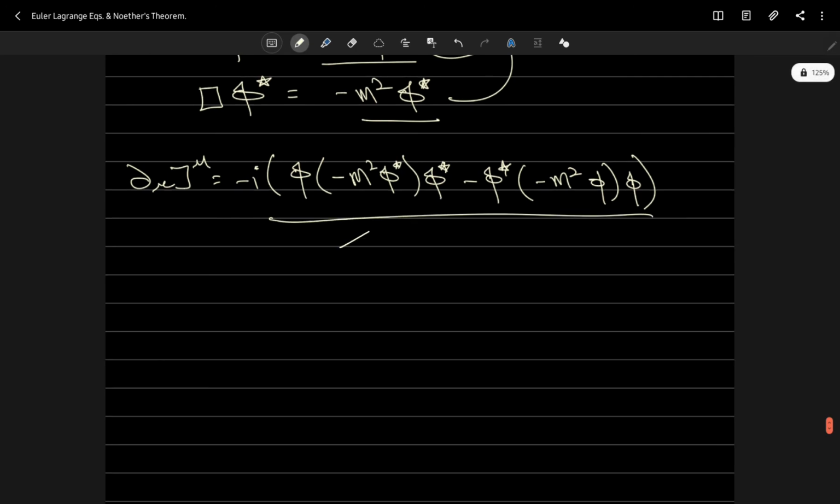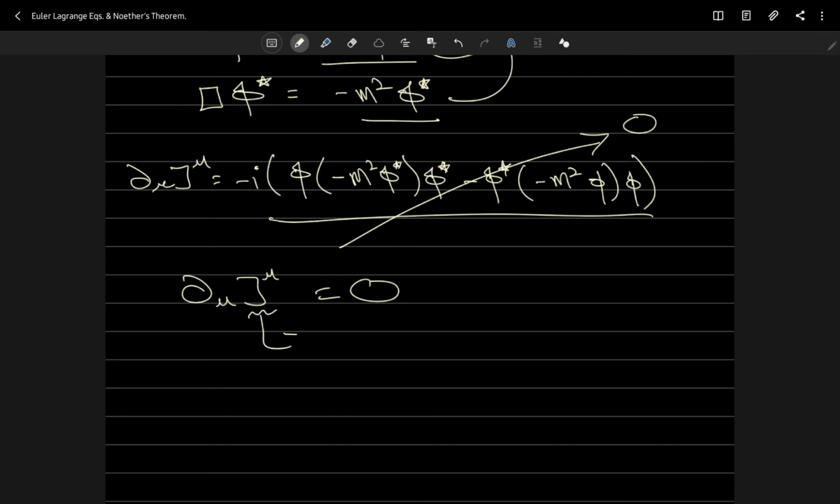And this thing is equal to 0. So we have partial mu j mu is equal to 0. And so therefore, indeed, j mu is called the conserved current. So this is your conserved current. And we just proved it mathematically.